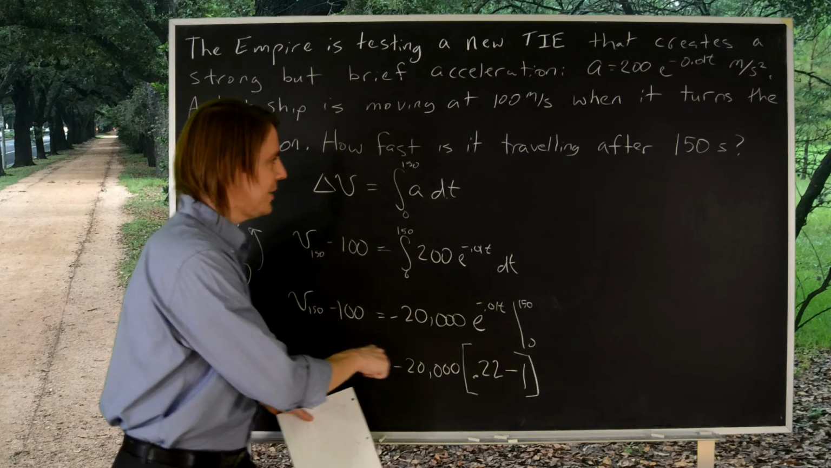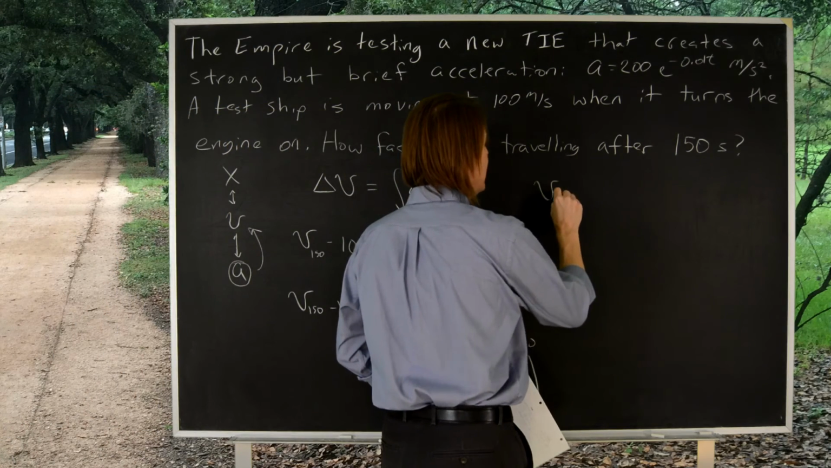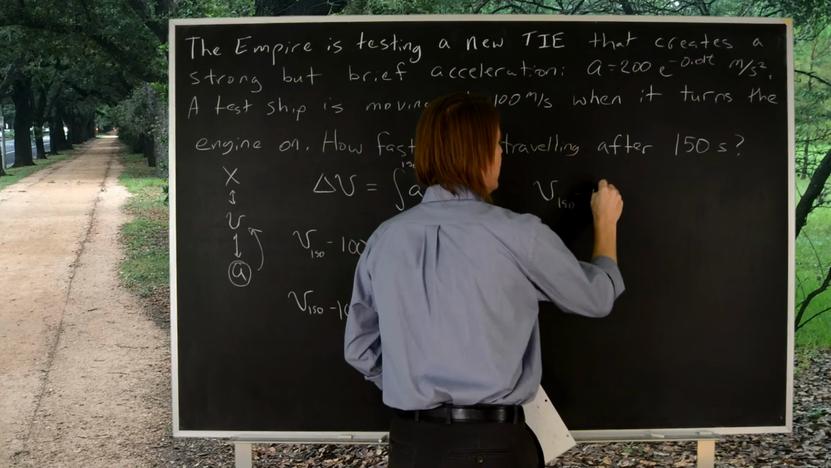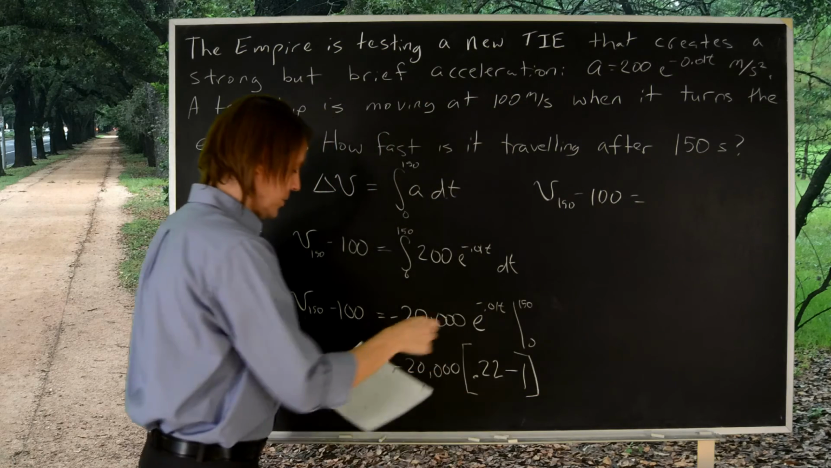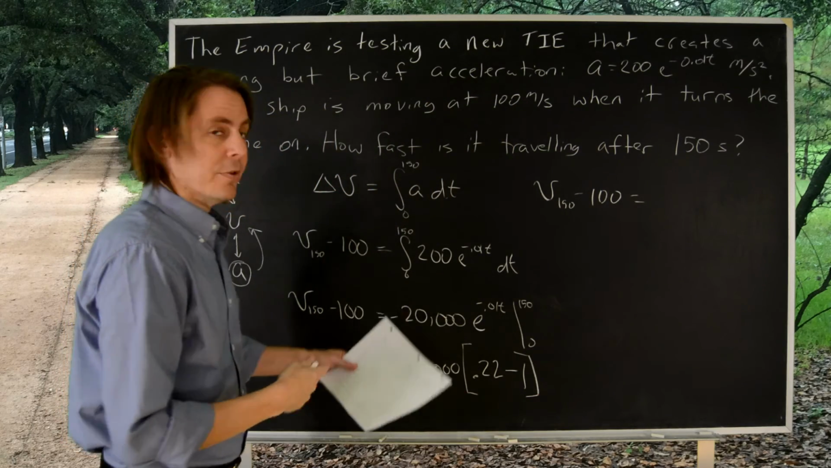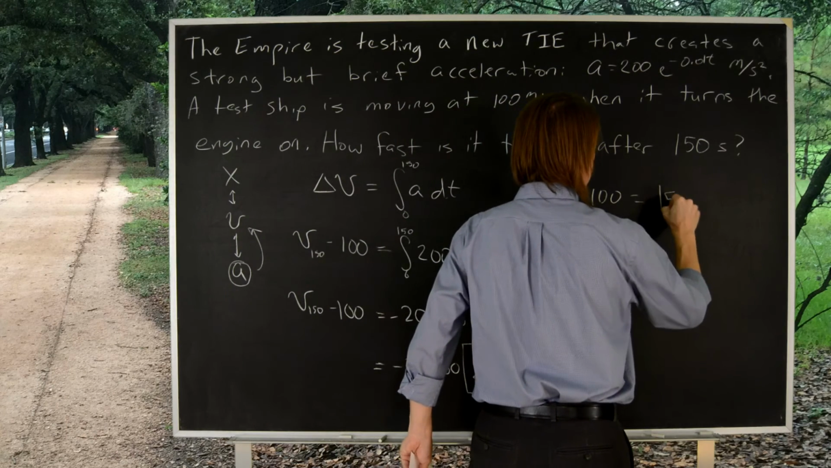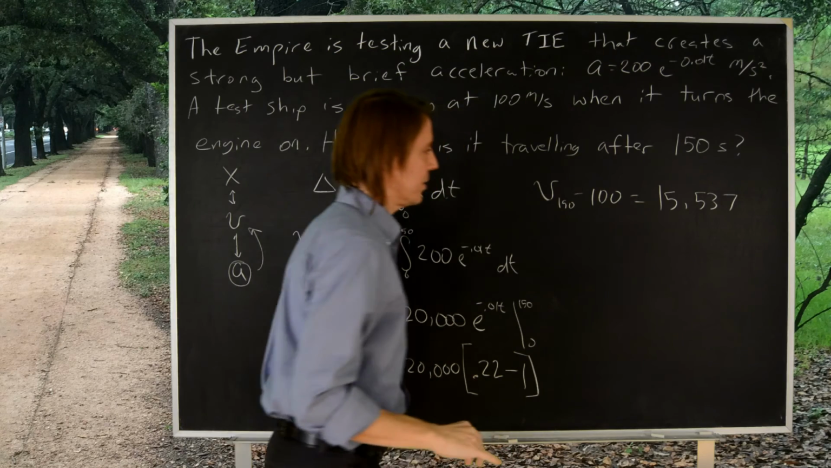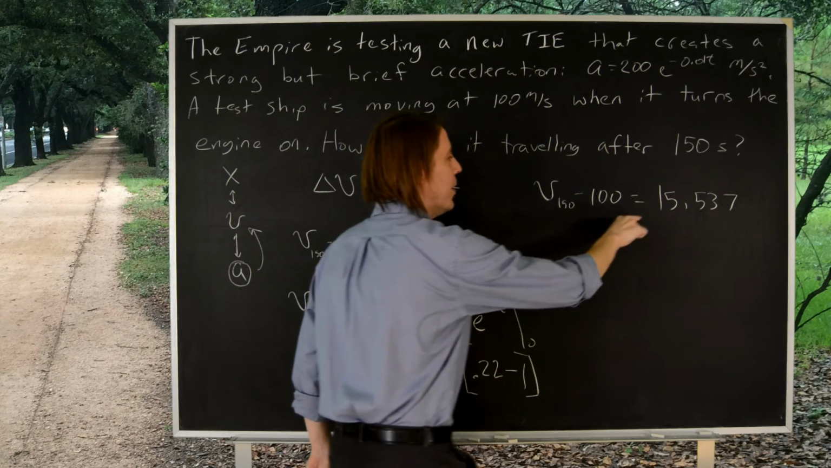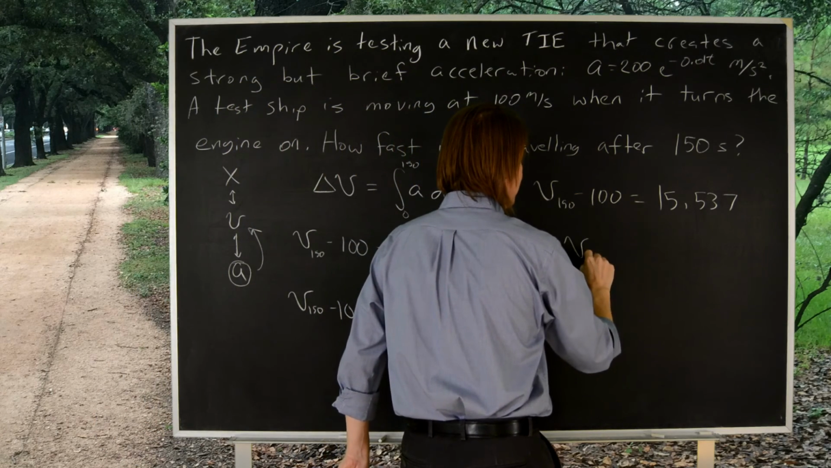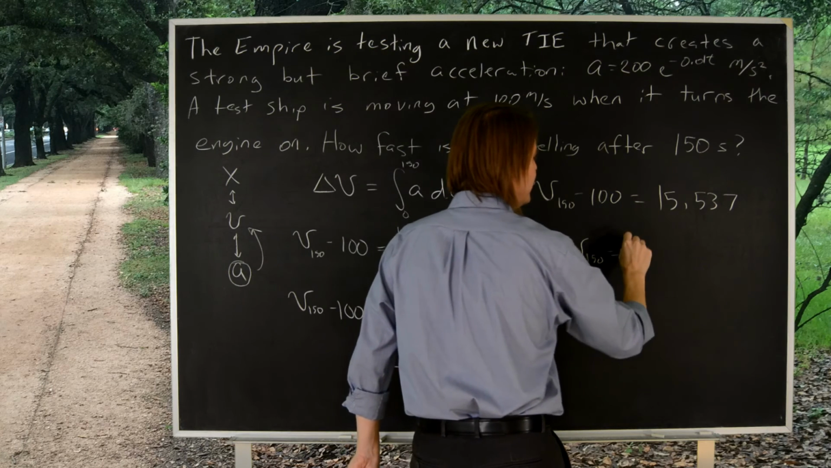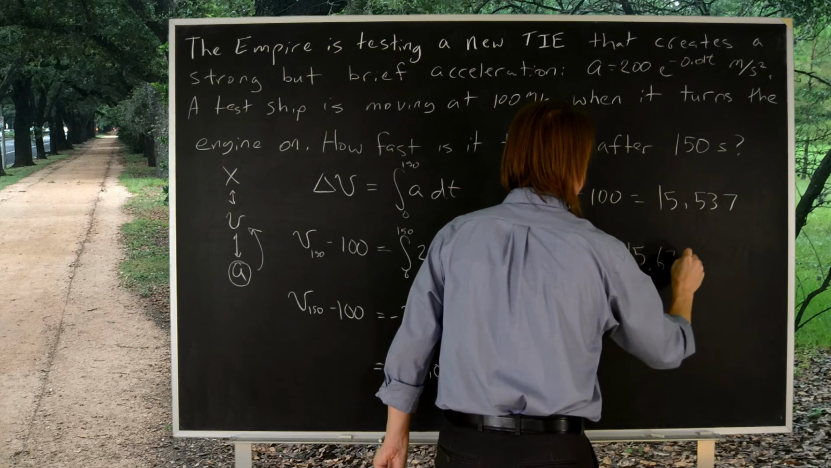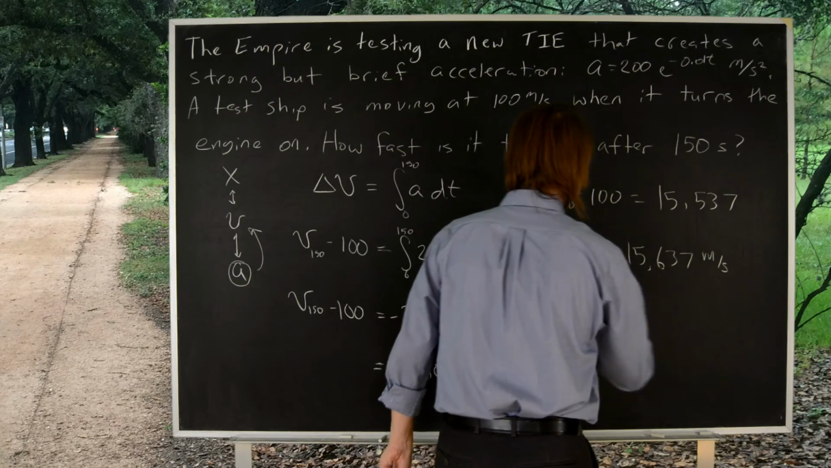Numerically then, what we get is that v at 150 minus 100 equals, this comes out to 15,537. And this is all in meters per second. So in the end, we've got to add on our little initial velocity. It didn't make much of a difference. 15,637 meters per second.